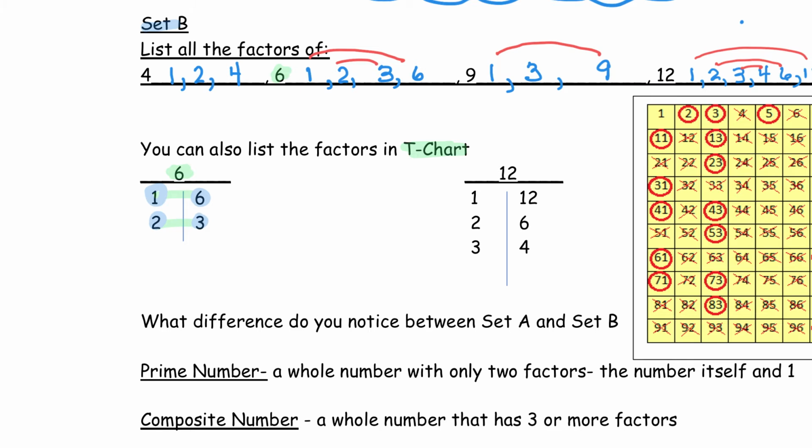And if you go on for 12, it's pretty much the same thing. It's 1 times 12, 2 times 6, 3 times 4, and then the factors become 1, 2, 3, 4, 6, 12, and there are our factors.